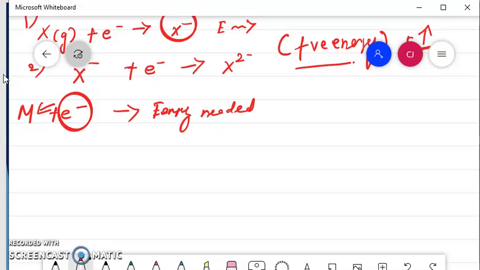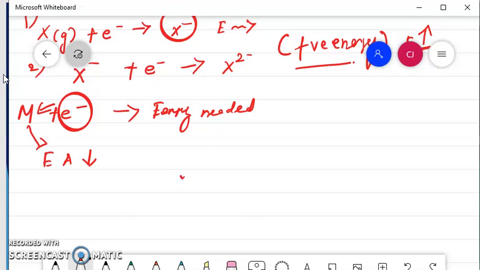Why does the metal have a lower electron affinity? Electron affinity is low for the metal. Why? Because when an electron is added to the metal, energy is needed for that. So it is easier for metals to lose their valence electron to form a cation, because the nuclei of metals do not have a strong pull on their valence electron.